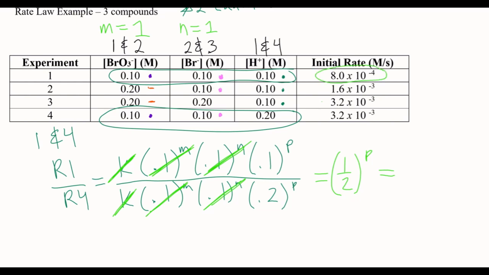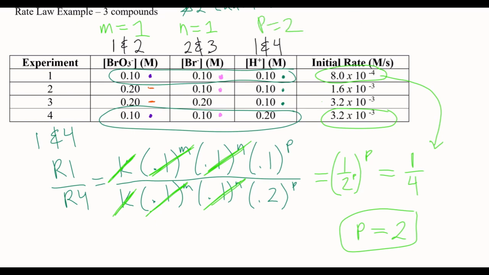All right, and then we're going to take reaction 1 divided by reaction 4, right? So those rates. So that 0.8 times 10 to the negative 4th divided by 3.2 times 10 to the negative 3rd is going to give us 1/4, which means that p is going to be equal to 2, because 2 to the p, so 2 to the second power, will be 4.